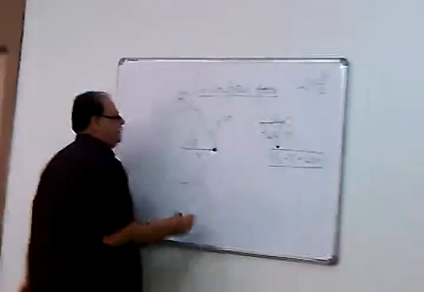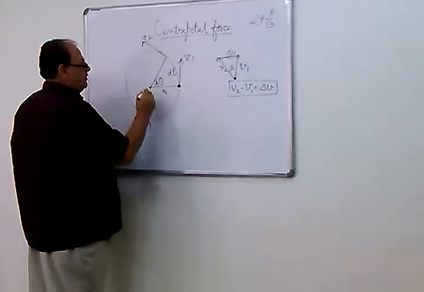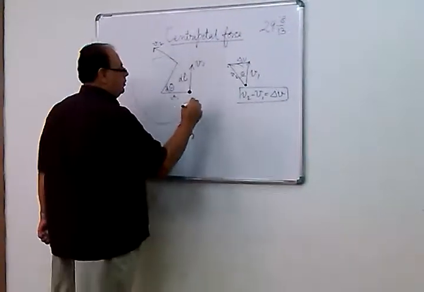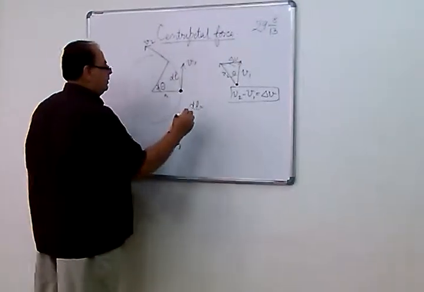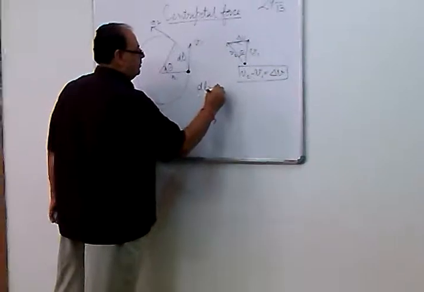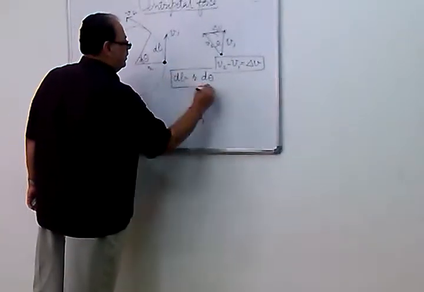Since I have introduced dv here, I have to use d theta here. Now, what is the relation between this and the angle? You know, dl is equal to r into d theta. Is it right or wrong? Yes, sir. Right.